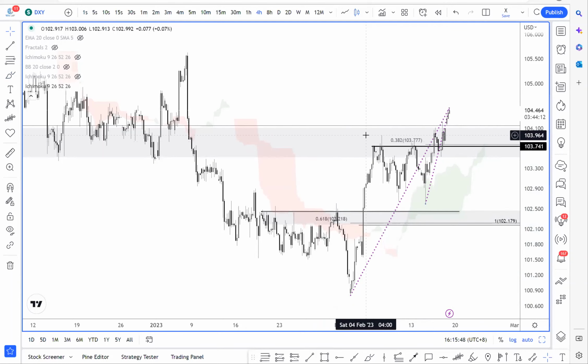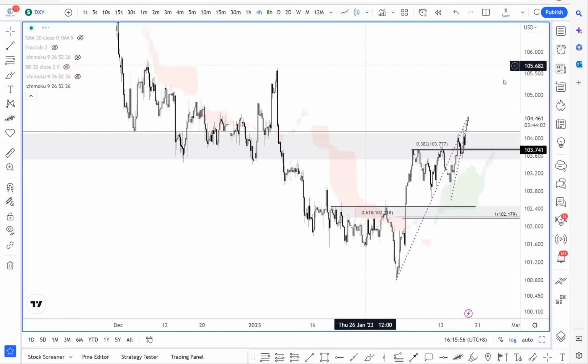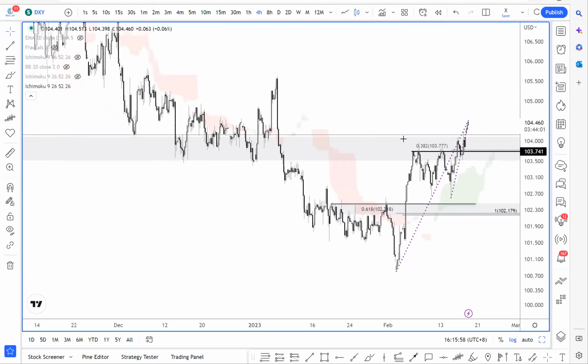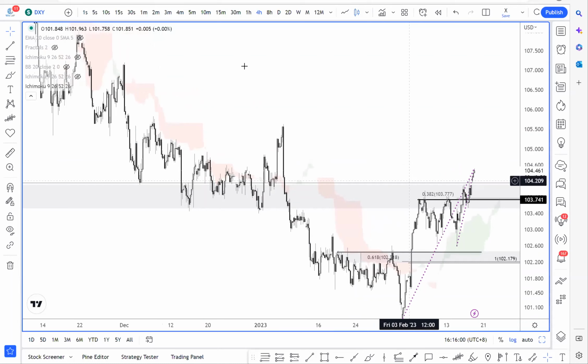Okay, so having identified the two support levels, what we want to do next is to see if there are any resistance areas to watch. So the most immediate resistance level that we have, just based on the graphical level in this zone, you can see that it's this area.